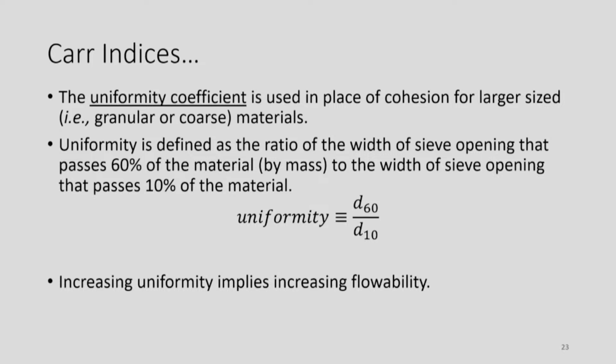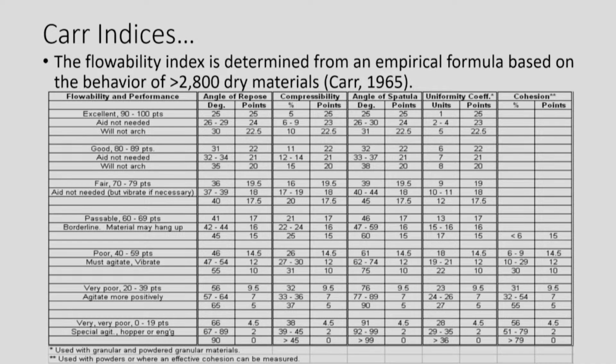Oh, okay. So if it's larger material, then again you get the uniformity by sieve openings. Increased uniformity gives increased flow. If the values are high, then it has an excellent flow. If the values are low, then it has very poor flow properties. So this current is highly used to get the qualitative flow behavior of powders. Any questions?